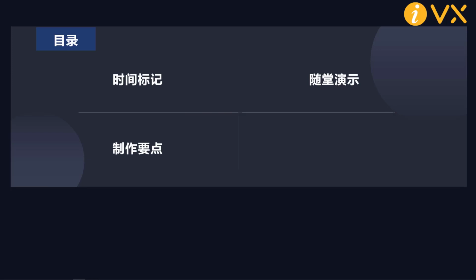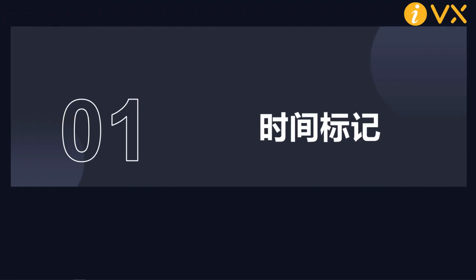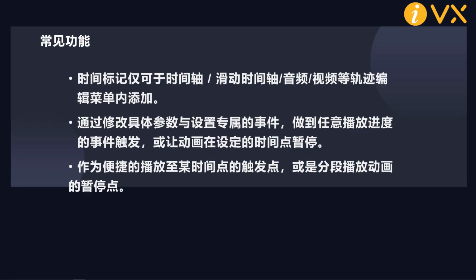We will review our time mark again, that is, the time mark we have learned in the sliding time axis. Then we will give a demonstration in class. Finally, we will review the key points when we make this kind of H5. The first point is our time mark.